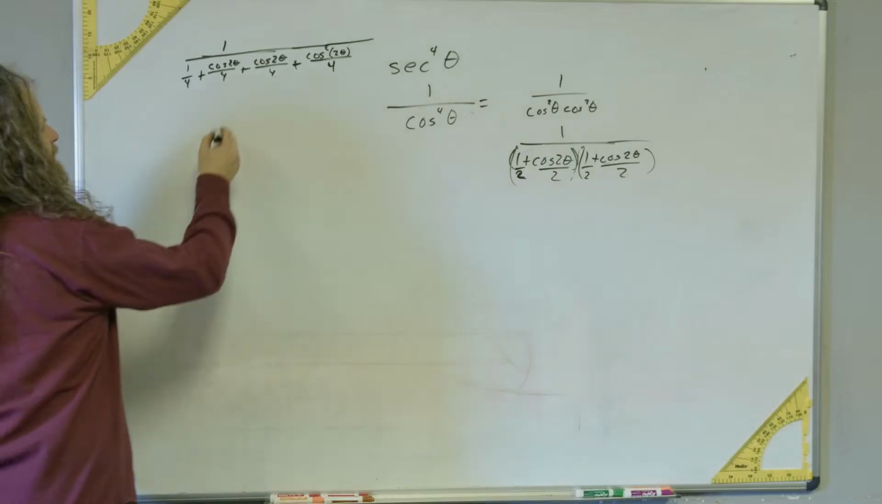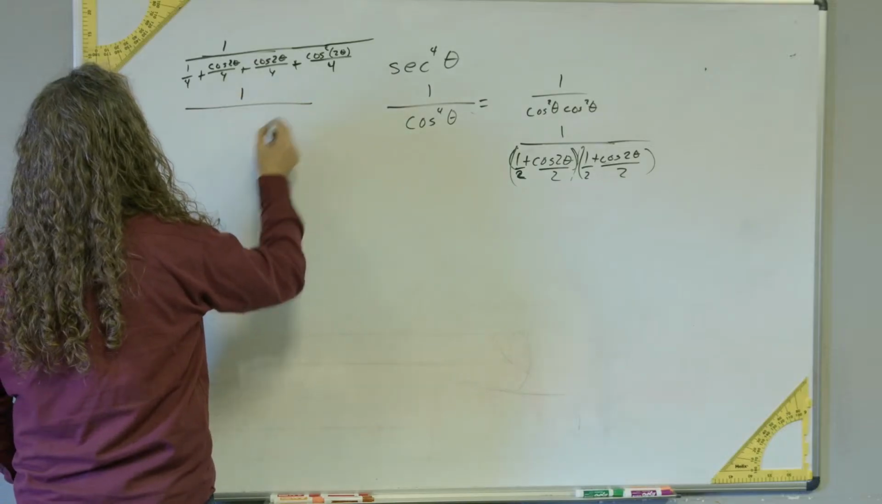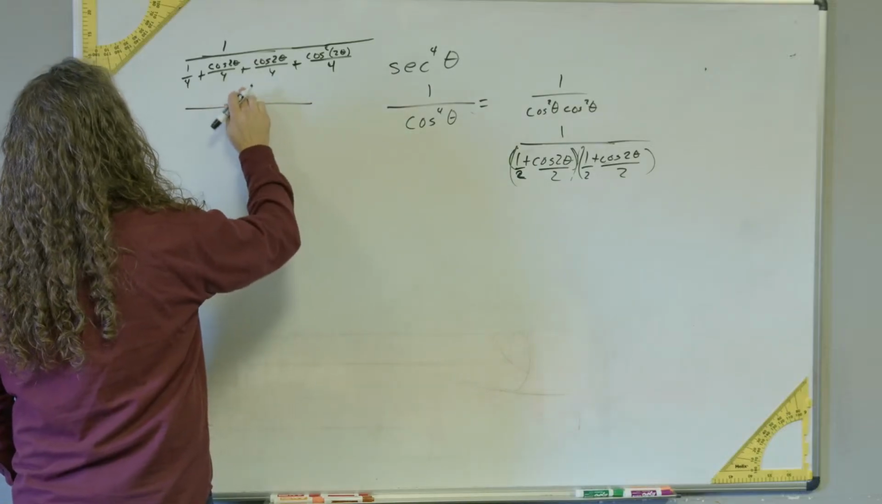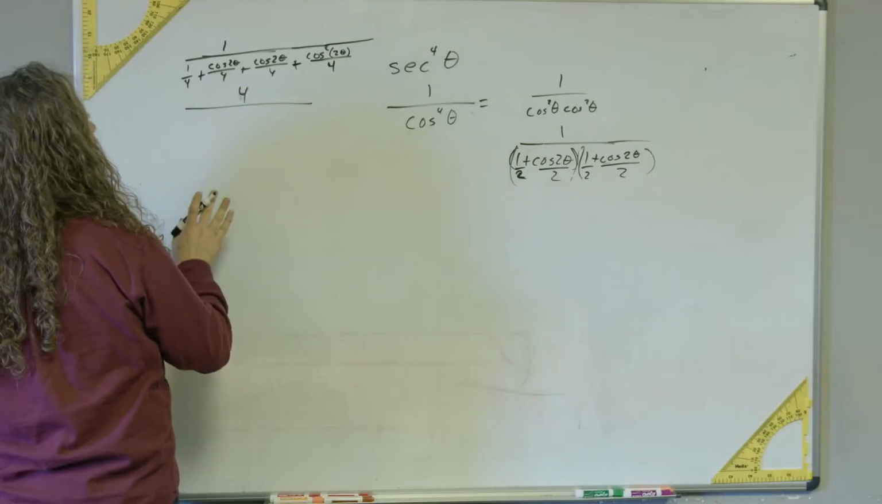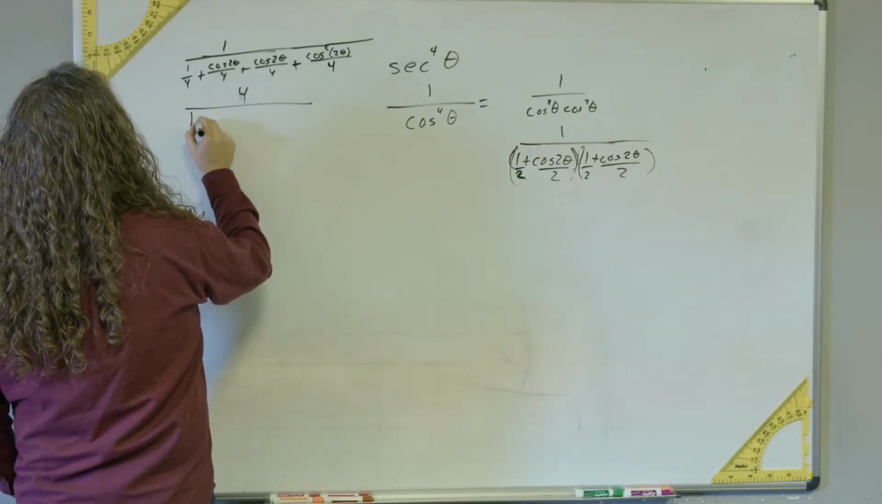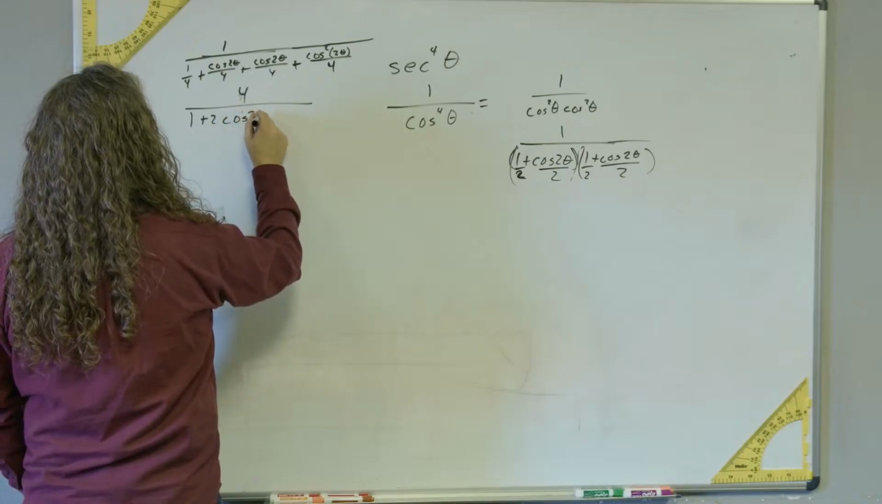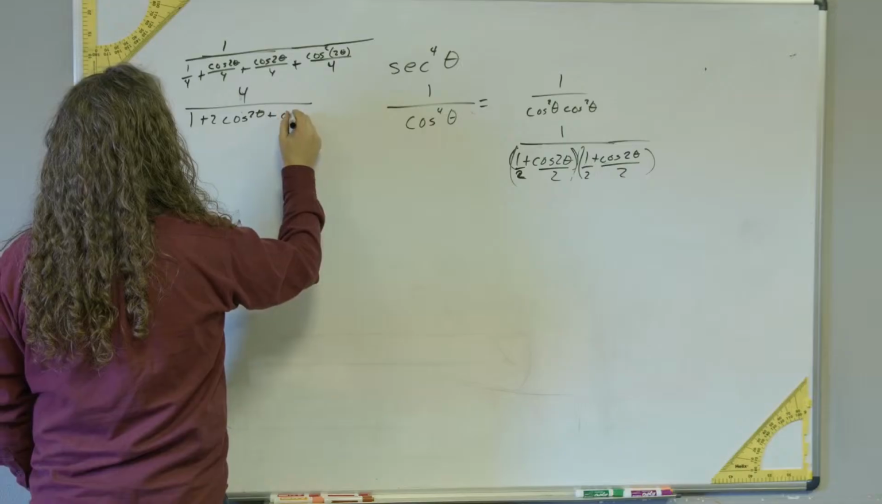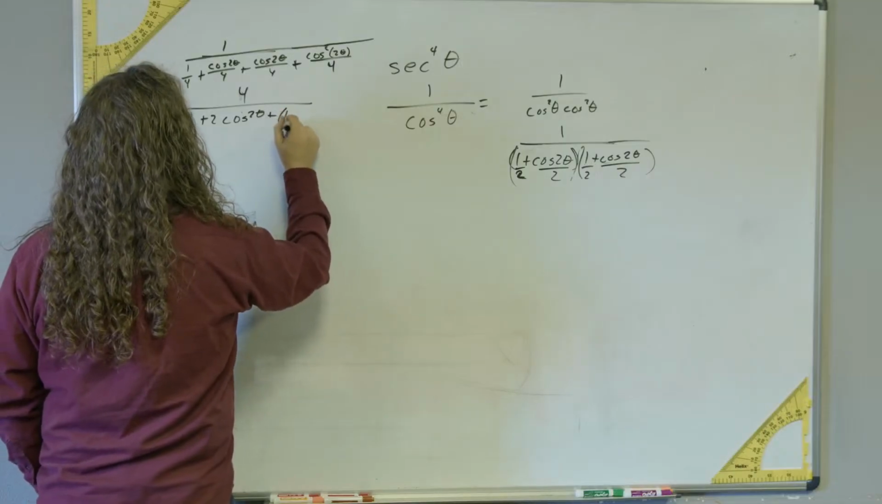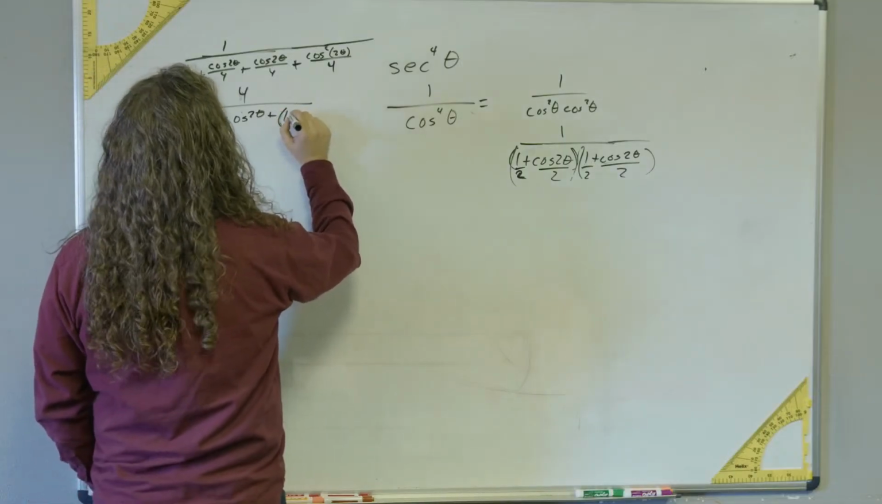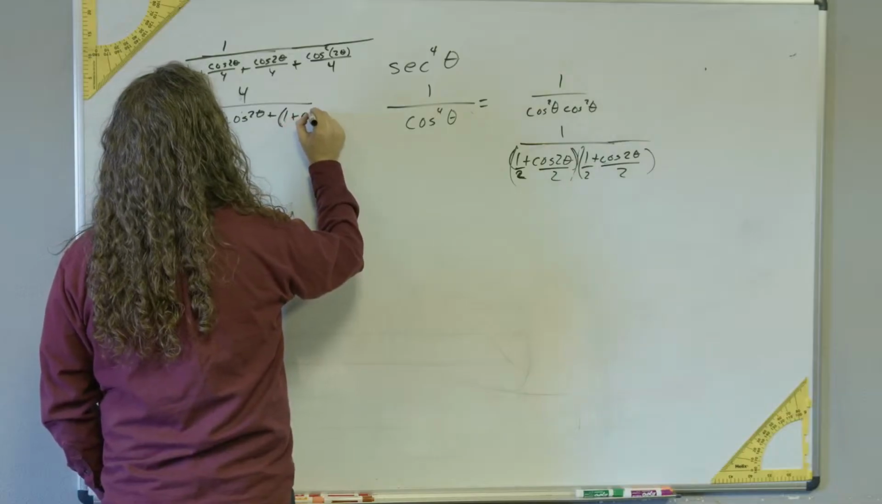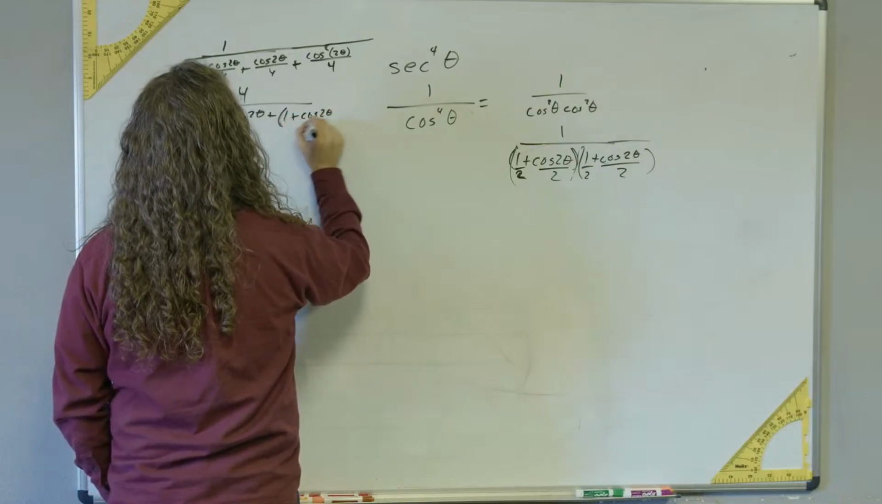Get rid of that. Cosine squared theta. Actually, let's just go like that. Then we get rid of it because we need to get rid of it. 2 theta plus cos plus 1 plus cosine 2 theta over 2.